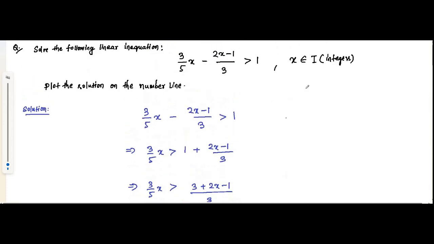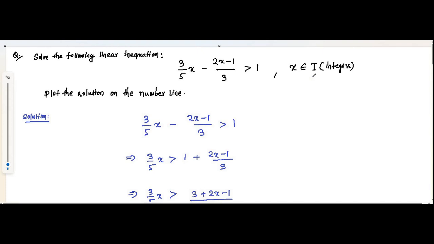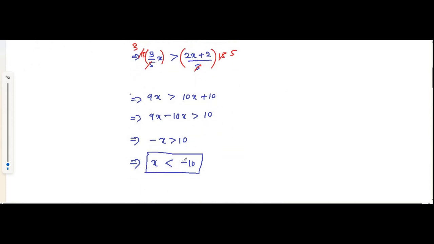Now the replacement set is the integers, on either side from negative infinity to positive infinity. So here we have to pick only those values which satisfy this criteria, lesser than minus 10. If we draw it on the number line, we'll start from here, minus 10, then minus 11, minus 12, minus 13, minus 14, minus 15, and on and on. So here lesser than minus 10.